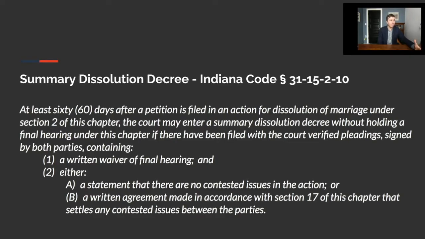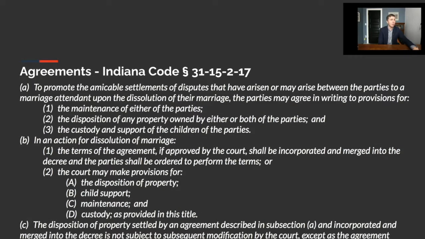You have to have a written waiver by both parties at the final hearing. So both parties have to say, we want to waive our right to a trial, and you have to then indicate to the court that there's no further contested issues, and then you also have to let the court know that you have made an agreement that is in accordance with Section 17. So we're going to take a look at Section 17 here. With Section 17, you can see that the Indiana law is trying to promote settlements of divorce.